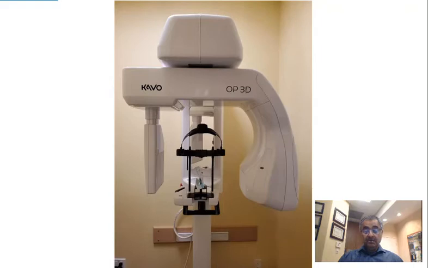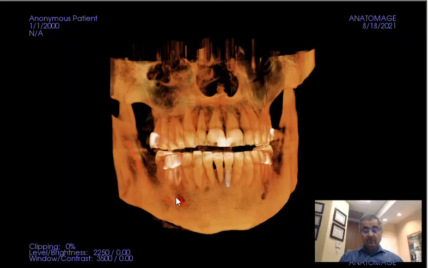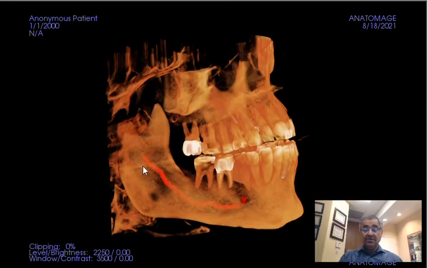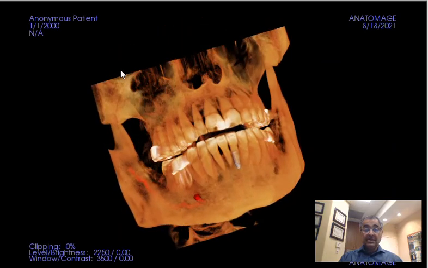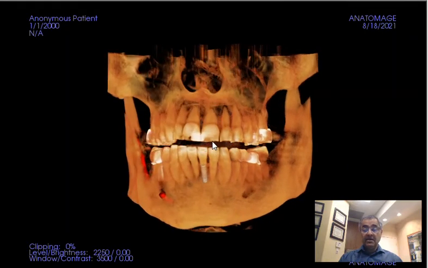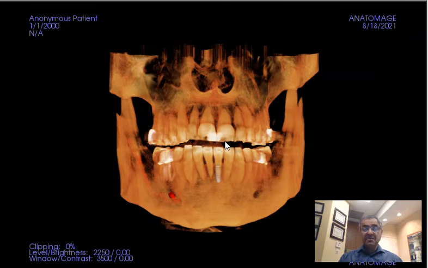Let me bring that up. So if you look at this, we can see the nerve, and we can also look at the sinuses from basically any angle we want. And there's actually many different views. I'll go over some of them. We can basically predict implant success because we can measure the quality of the bone, its thickness, and its health.